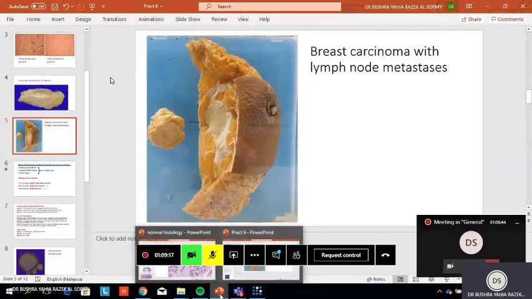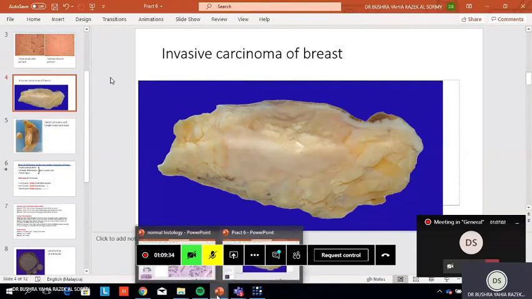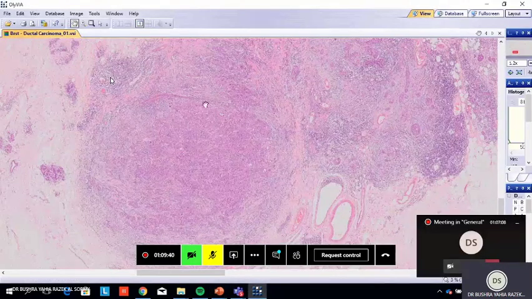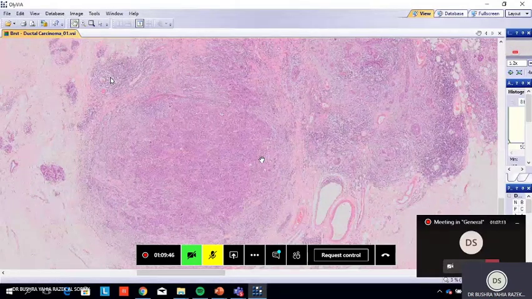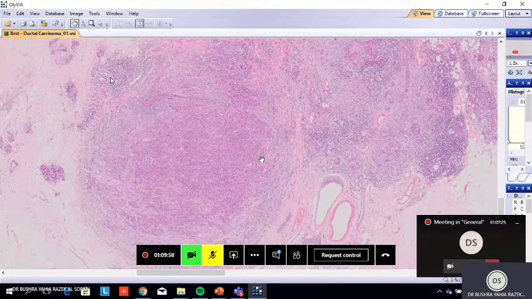What else in gross? What are these spaces? You said this is necrosis, right? Necrosis. What else? This one is poorly differentiated, but a fibroadenoma is well differentiated. Okay. We can move to the third case.